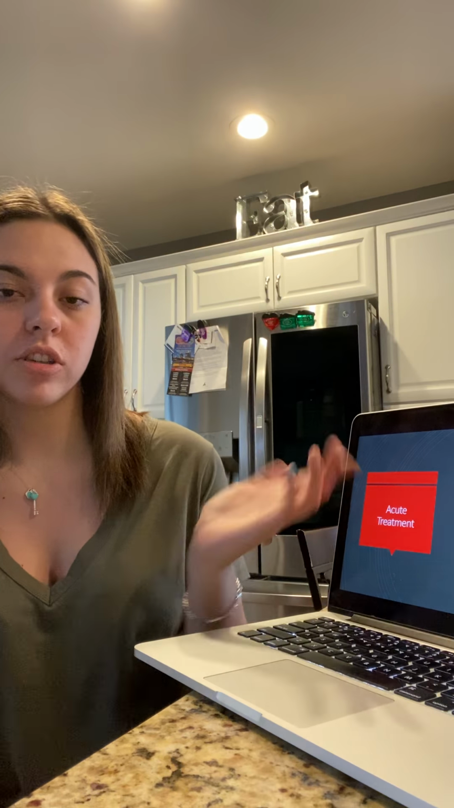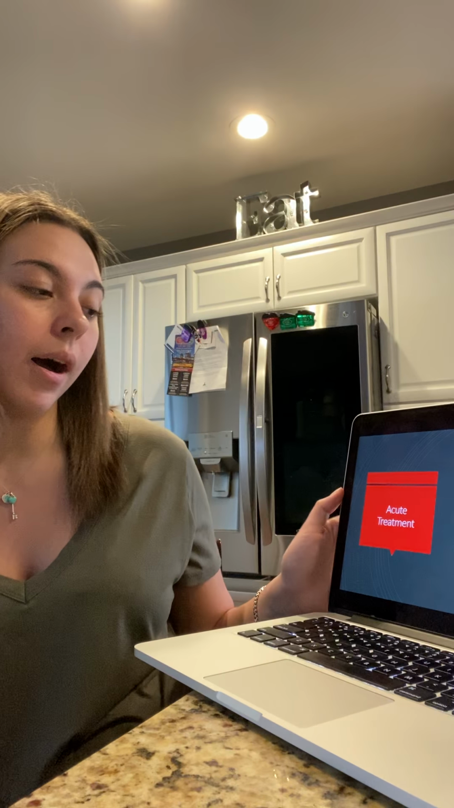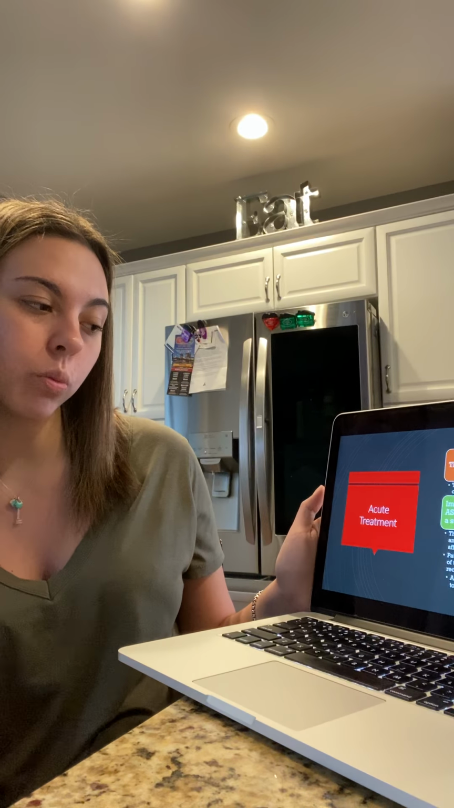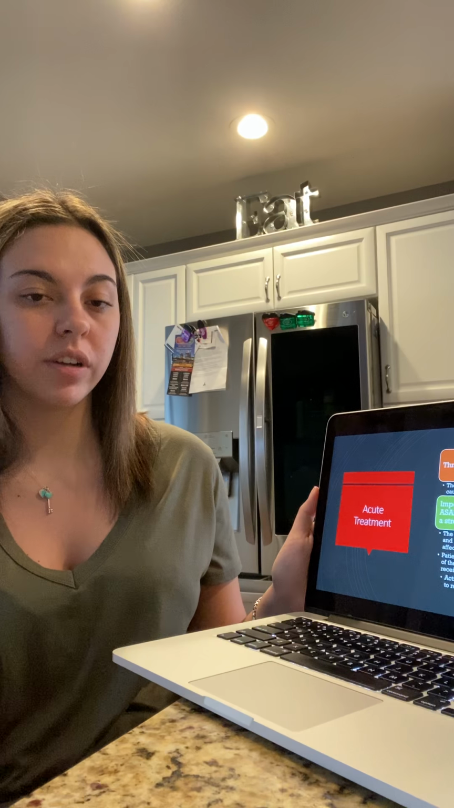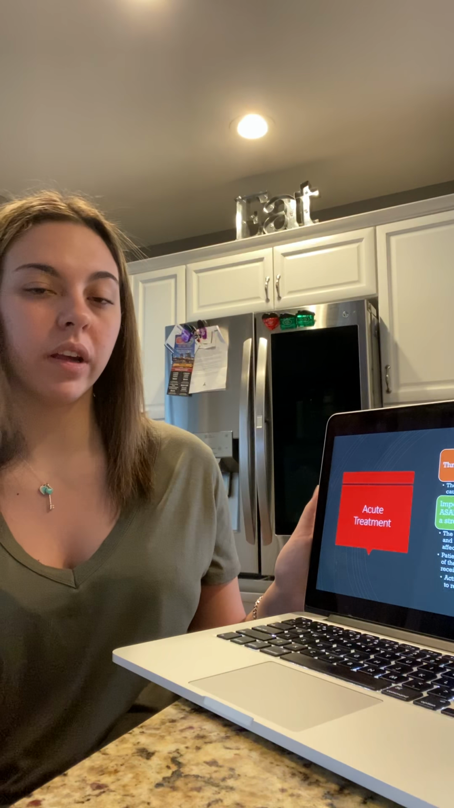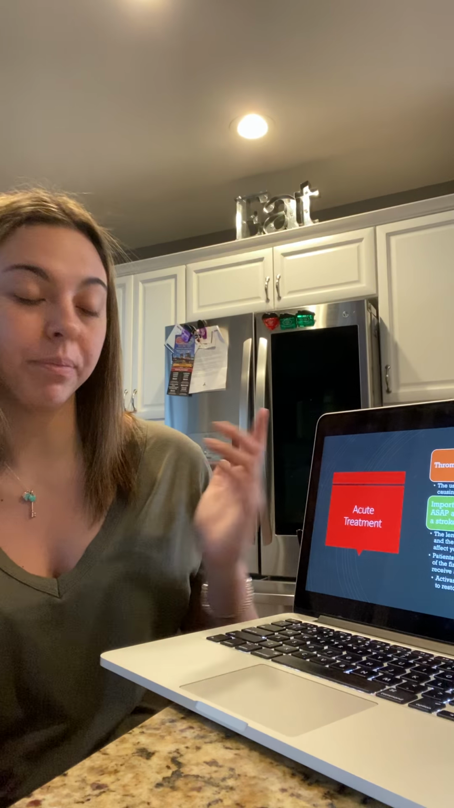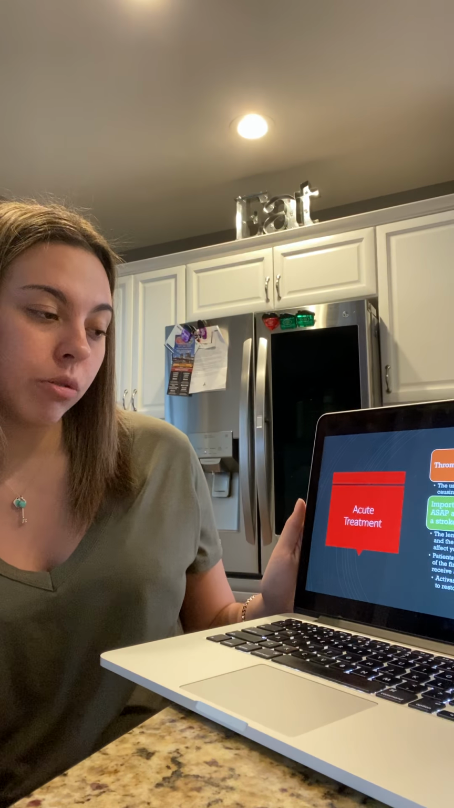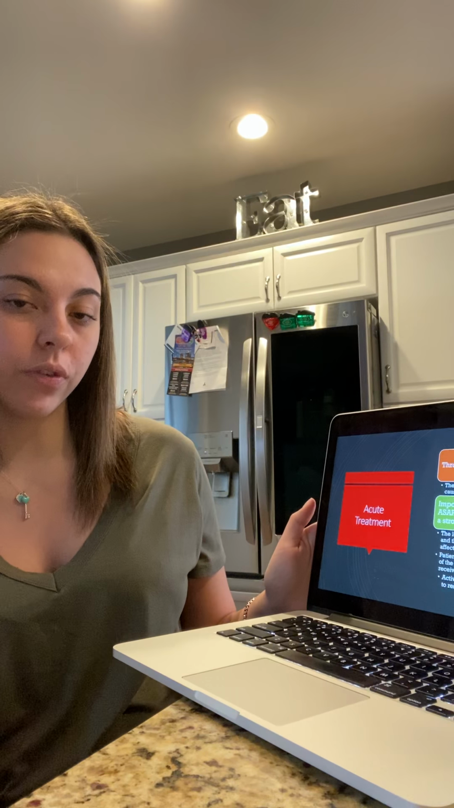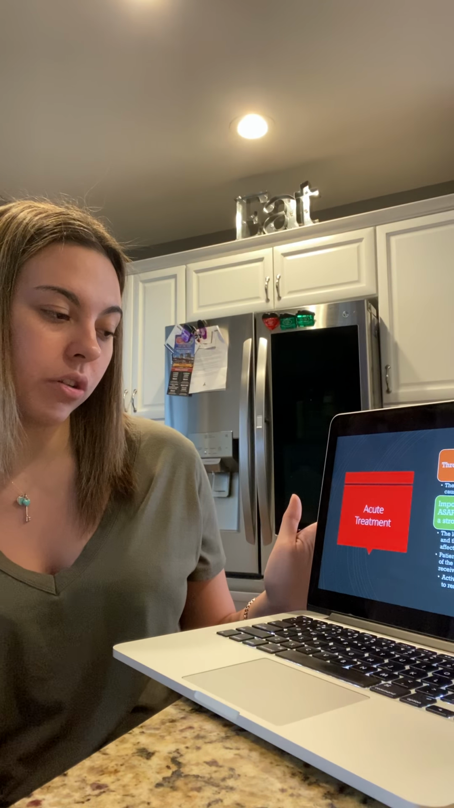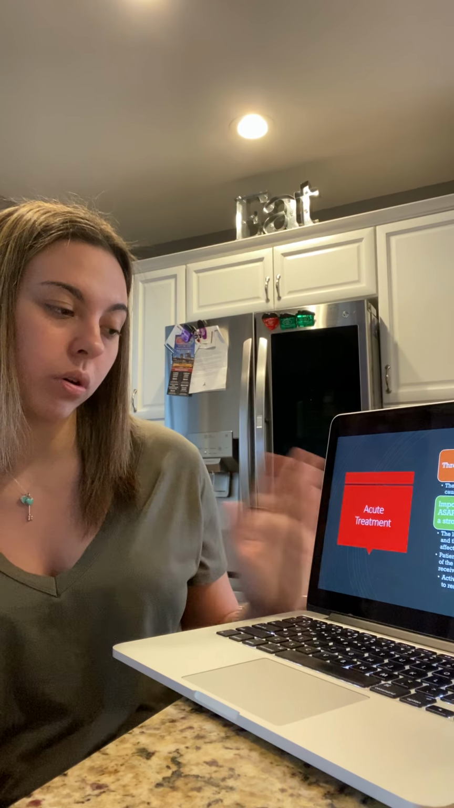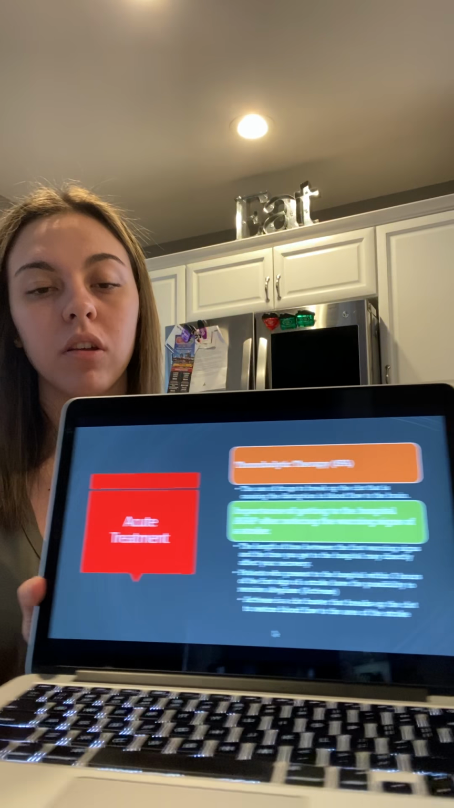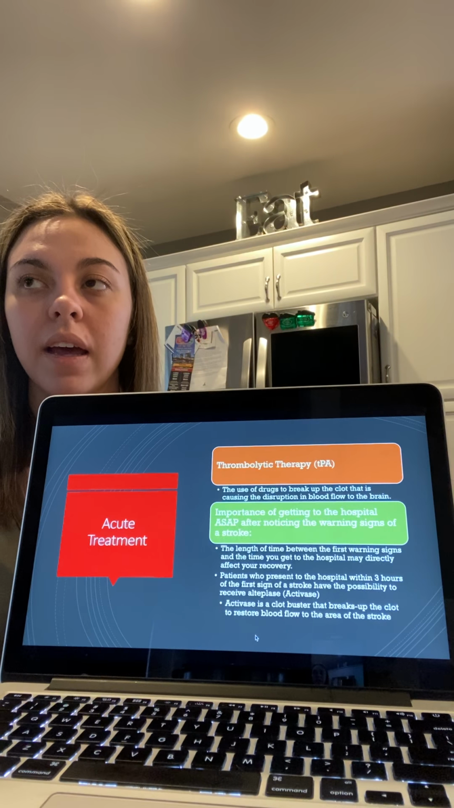The importance of getting to the hospital as soon as possible after noticing the warning signs of a stroke. The length of time between the first warning signs and the time you get to the hospital may directly affect your recovery. So the faster you get there, the more likely your recovery should go better for the patient. Patients who present to the hospital within 3 hours of the first sign of a stroke have the possibility to receive Activase. And Activase is a clot buster that breaks up the clot to restore blood flow to the area of the stroke.